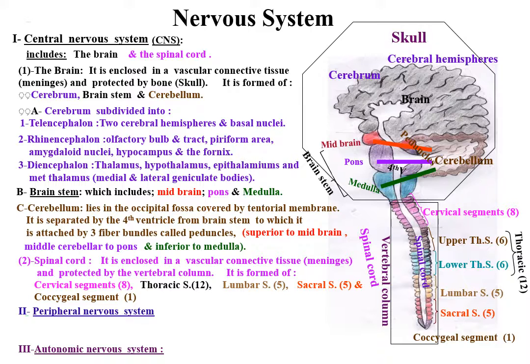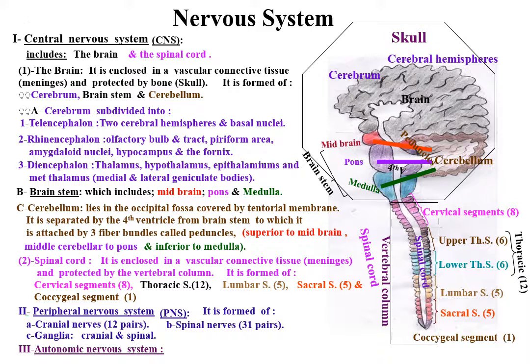Peripheral nervous system, PNS. It is formed of cranial nerves, 12 pairs, spinal nerves, 31 pairs, ganglia, cranial and spinal, and nerve endings. Autonomic nervous system. It is formed of sympathetic part and parasympathetic part.